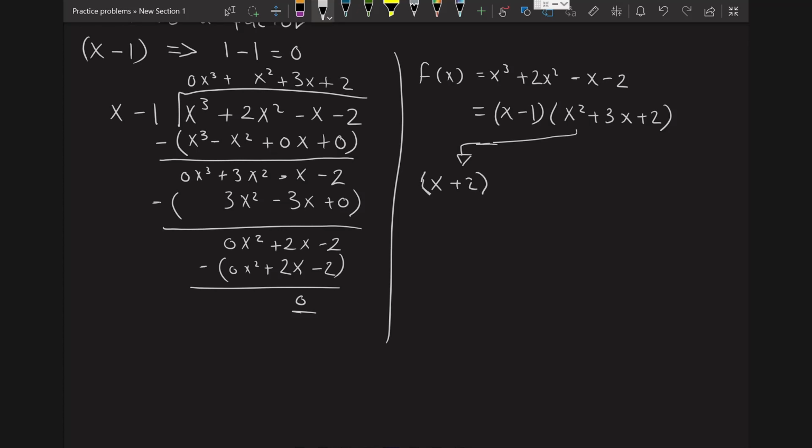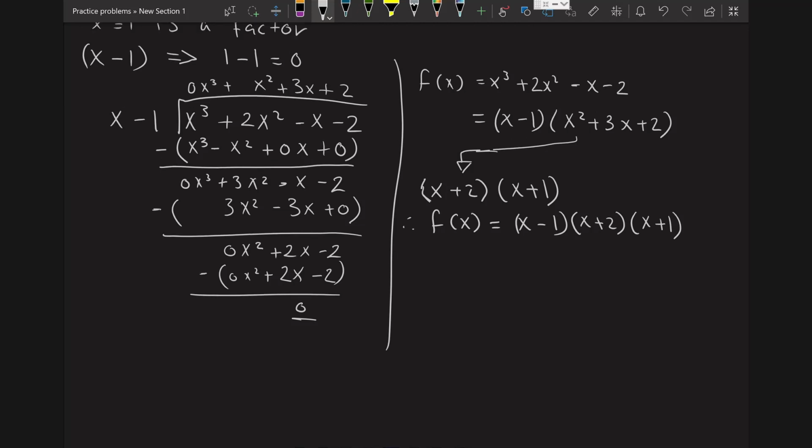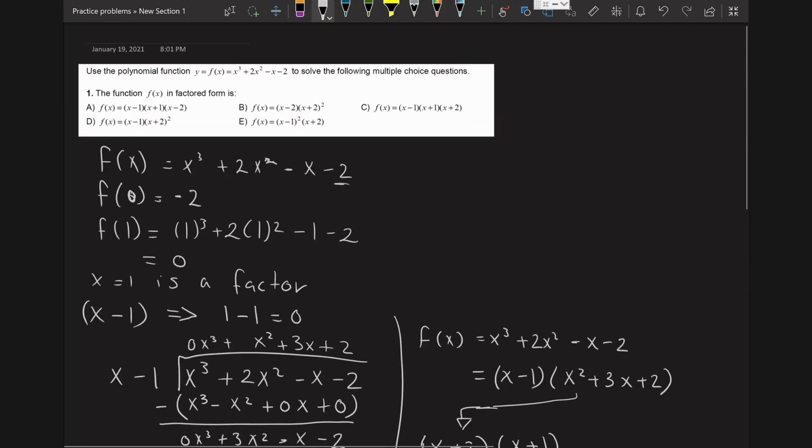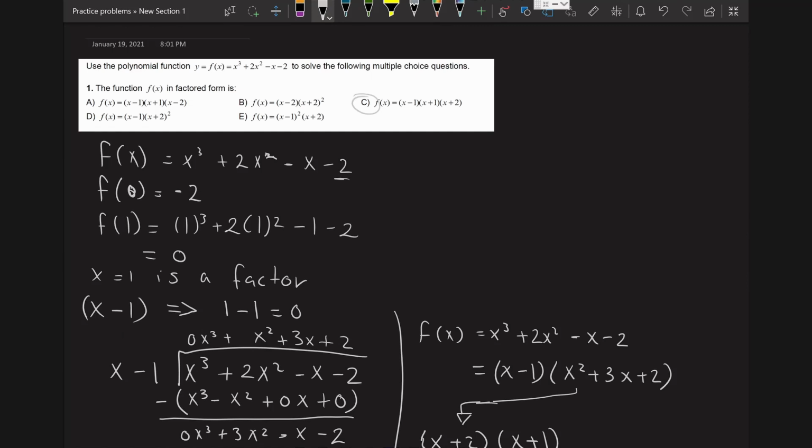and x plus 1. So therefore, f of x is equal to x minus 1 multiplied by x plus 2 multiplied by x plus 1, and that should be, go back up here, c. So yeah.